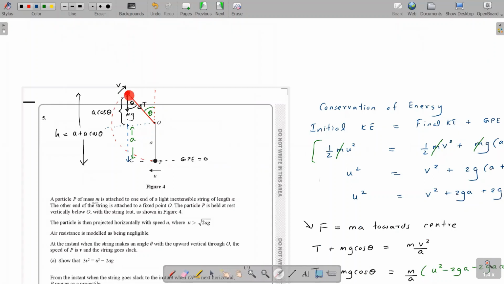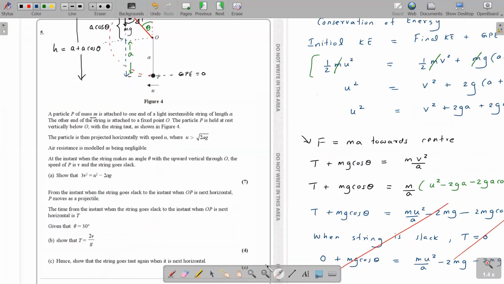So after it becomes slack, this particle P is acting like a projectile, which means it's an object moving freely under gravity, but going in the projectile path. Are you with me? The projectile path starts with what velocity? It starts with this velocity v. And they're telling you the time from the instant when the string goes slack to the instant when OP is next horizontal. What do you mean by next horizontal? So this is going to go in the projectile path.